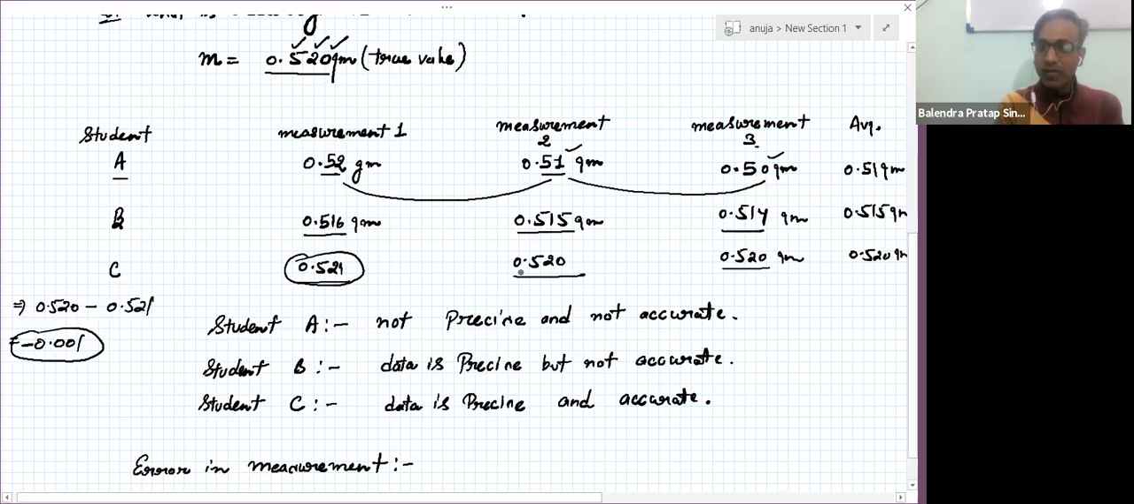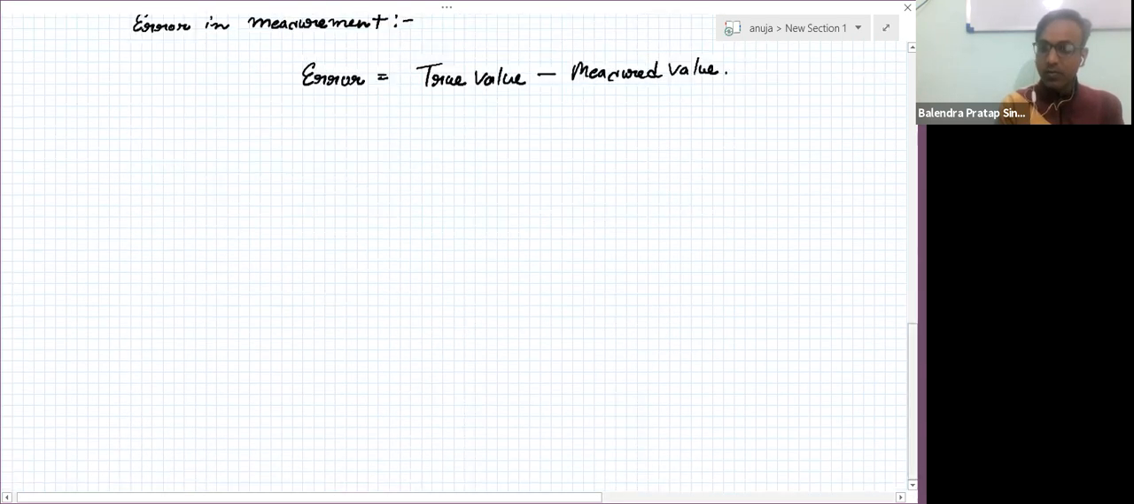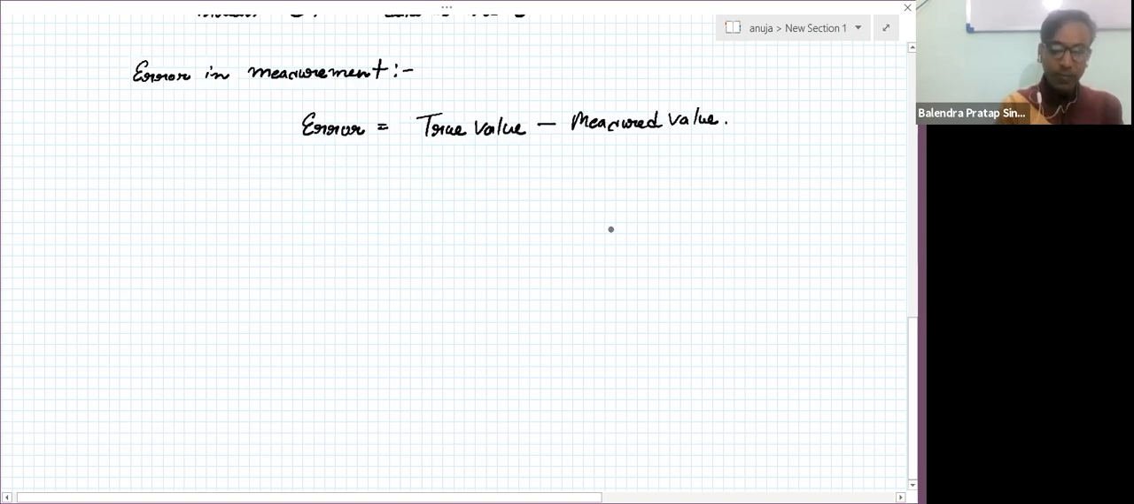In our next observation, suppose somewhere here, you will get some value like 0.520 minus 0.516. Okay. So in this way you can find the error. So come to again our point. The formula of finding the error: error is equal to true value minus measured value.